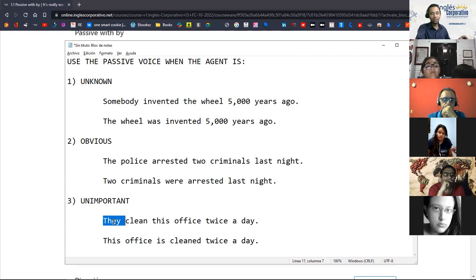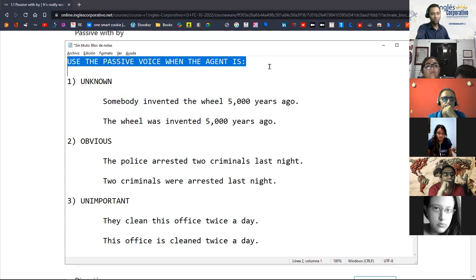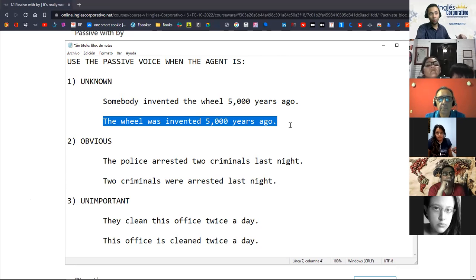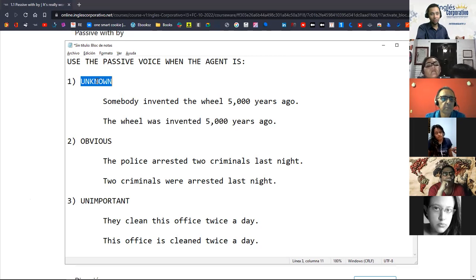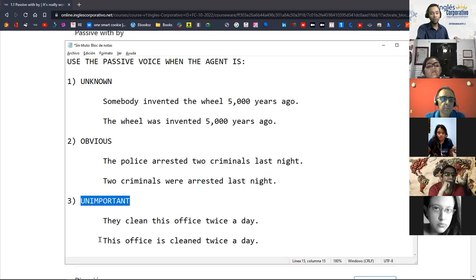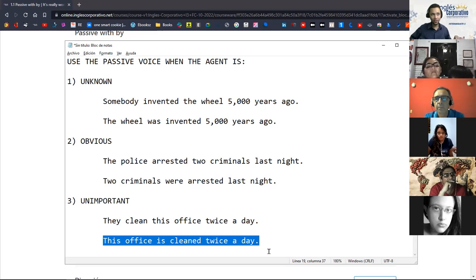So, the agent, in this case, they, is unimportant. Más que todo en estos casos es que se utiliza the passive voice. When the agent is unknown, for example, the wheel was invented 5,000 years ago. Who invented the wheel? We don't know. The agent is unknown. When the agent is obvious, two criminals were arrested last night. Who arrested the criminals? The police. It's obvious. And also, when the agent is unimportant, this office is cleaned twice a day. Who cleans the office? We don't need to know to understand this sentence. So it's not important. That's how we use the passive voice.